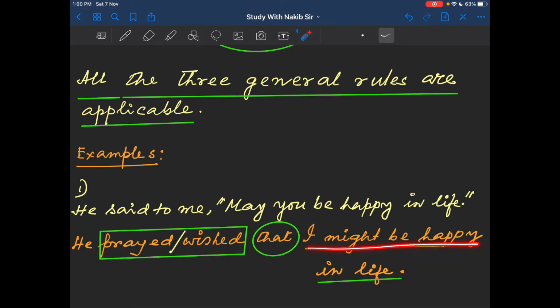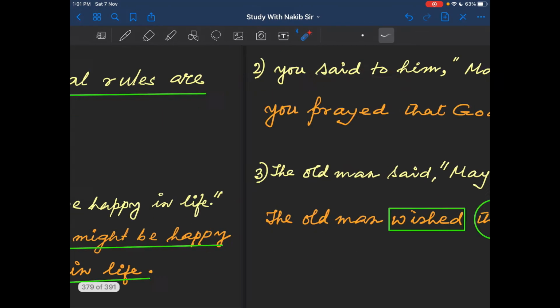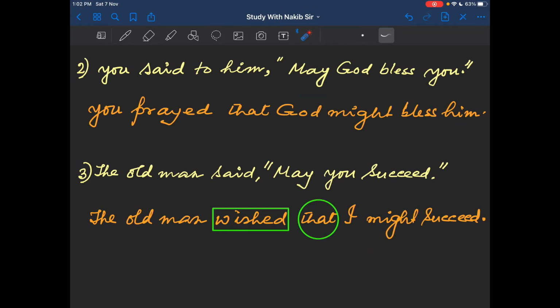May will be might, according to rule 4. Here may will be might because the reporting verb is in the past tense. So may will be changed to might. Can will be changed to could. In this way you have already learnt. So your answer is he prayed or wished that I might be happy in life. Okay, now see the second example.